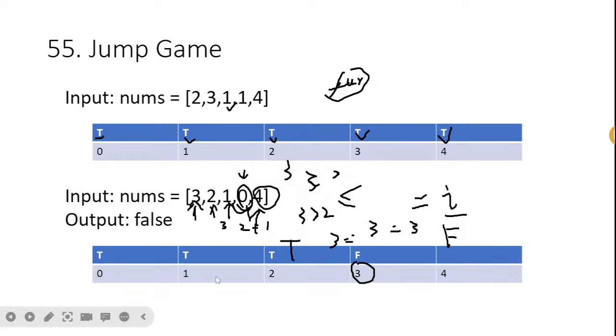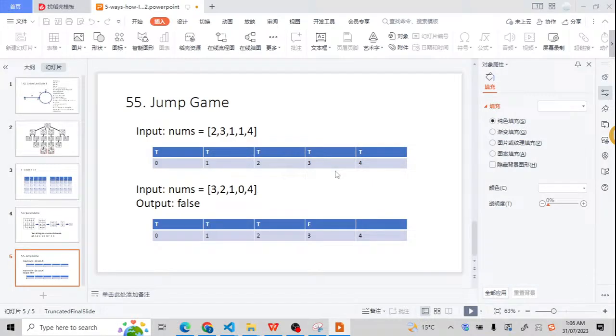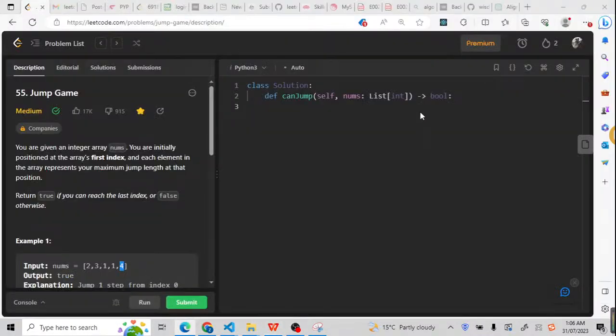Now let me go to the code editor to finish the coding. Actually, the code should be much easier. Now let me define a variable. It is called furthest. So the furthest should be equal to 0. And I'm also going to define n. n should equal the length of the nums.